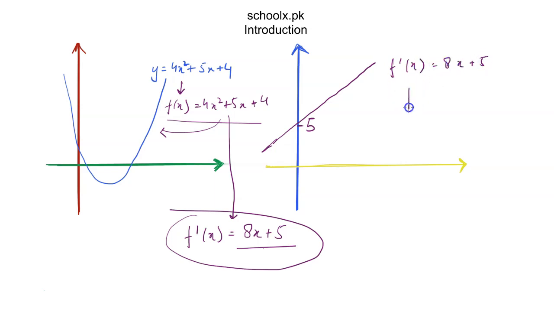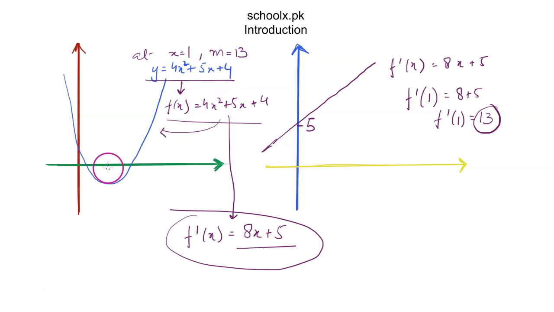Now if I were to find f'(1), this will give me 8 + 5, which is 13. So basically what this means is that the gradient of this curve at x = 1 is 13. The gradient of this curve right here at x = 1, let's say this is 1, at this point is 13.